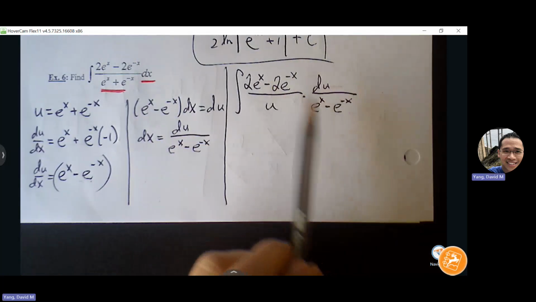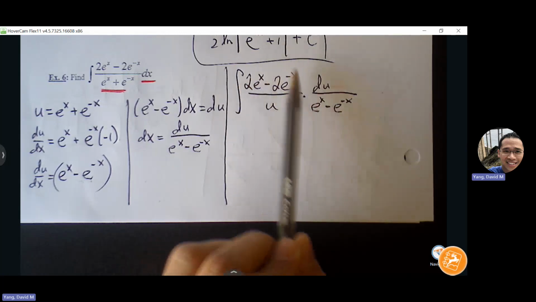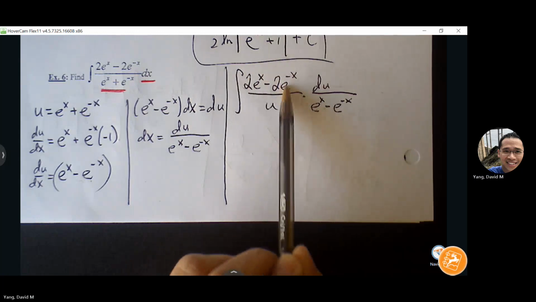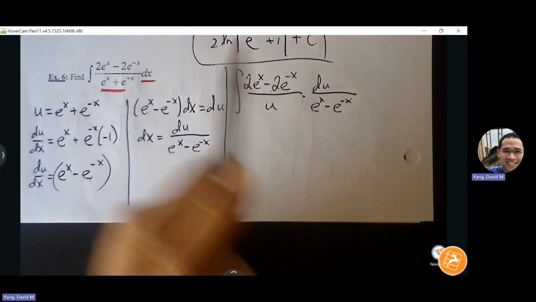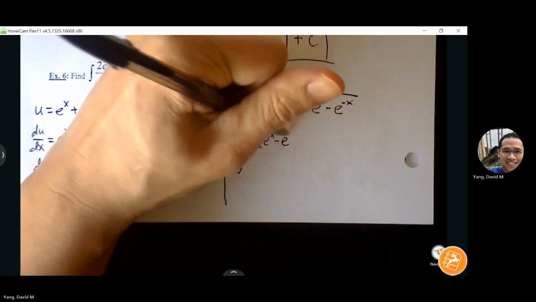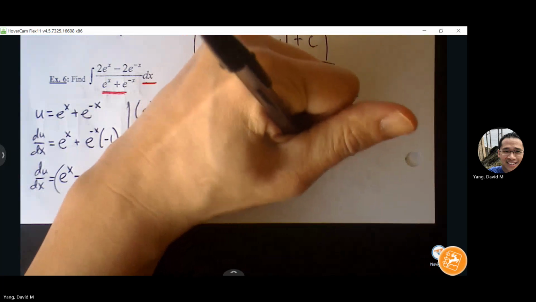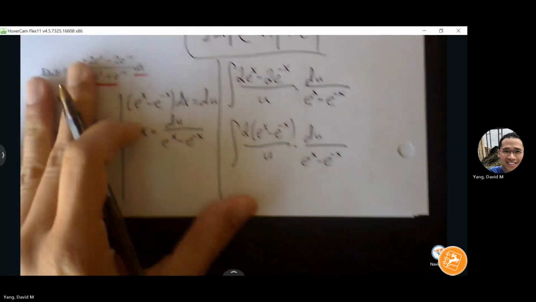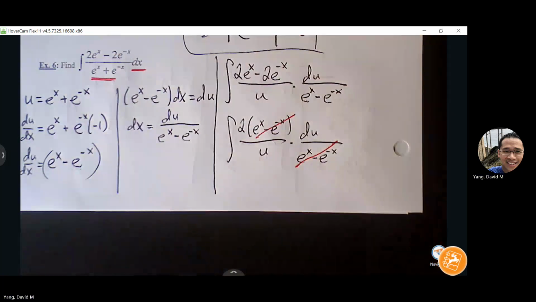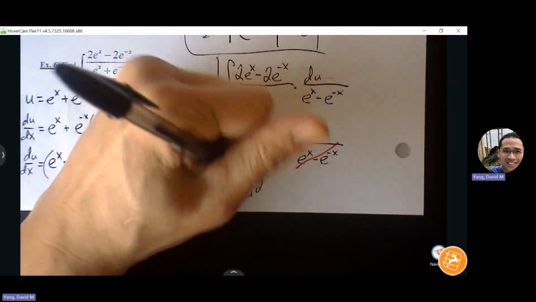Okay, we're hoping that the e to the x is canceled out, but it looks like it's not. It's close, but not quite a perfect fit. Maybe I can do something with this. What can I do here to make this look more like this one? Factor. Yeah, factor a 2 out, right? Now I've got a perfect match. 2 comes out in front. I have 1 over u du, which is again natural log.